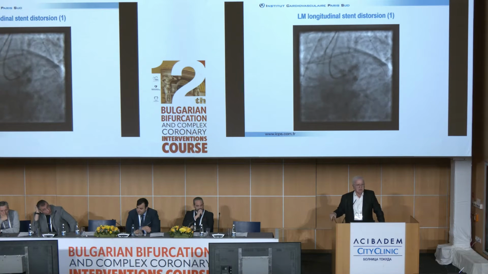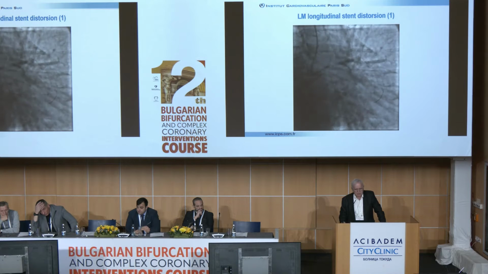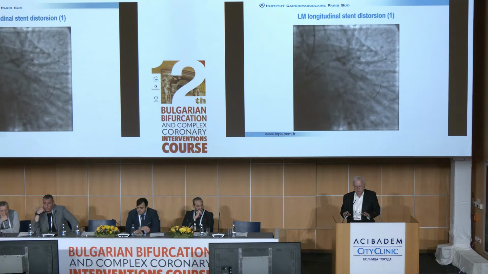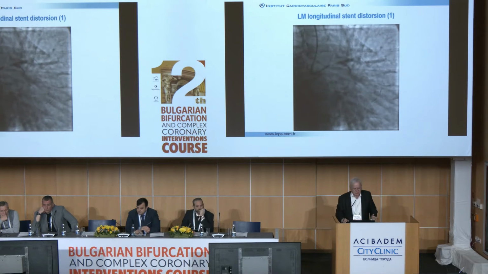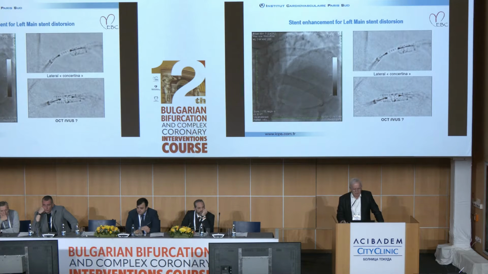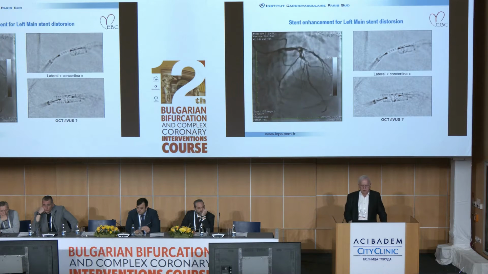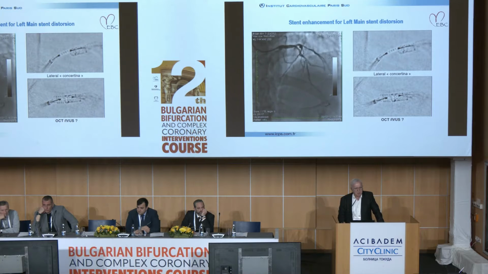So in this situation, first you have to recognize it. I will show you why. In this situation, you have to oppose the struts that are overlapping, so you do a POT. And then when you are sure everything is on the wall, you can exchange the wire and do a kiss. And after that, you have to correct, of course, the problem. To correct the problem is to implant a stent proximal to the previous one.